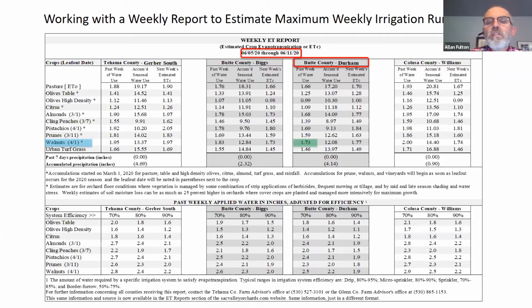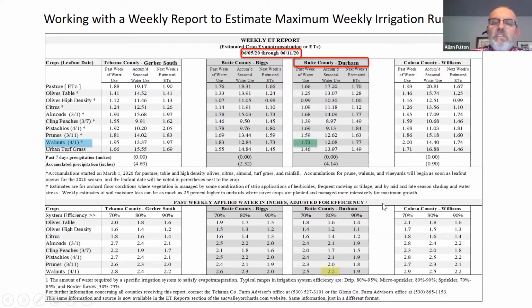The estimate of ET for walnut, fifth leaf and older bearing. You can note this, our assumptions in our footnotes here, is 1.73 inches.